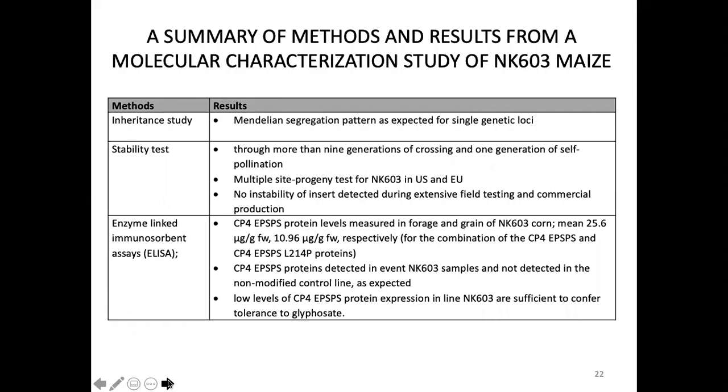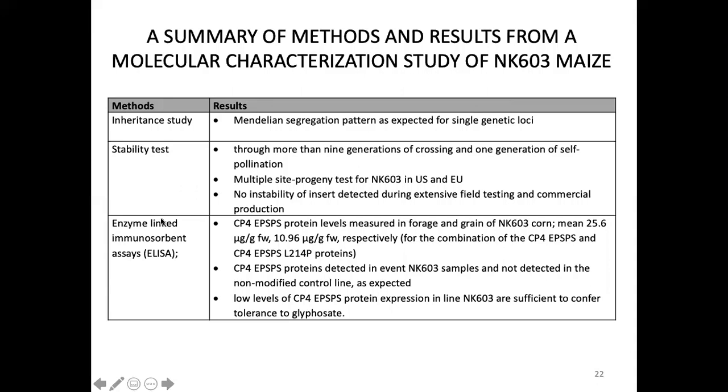Inheritance study and stability tests are very important topics for the molecular characterization study of the GM events, because there are so many discussions about the inheritance and the stability of the GMOs in the world right now, and also in Turkey, and that's why stability tests is a very important topic for the risk assessment.